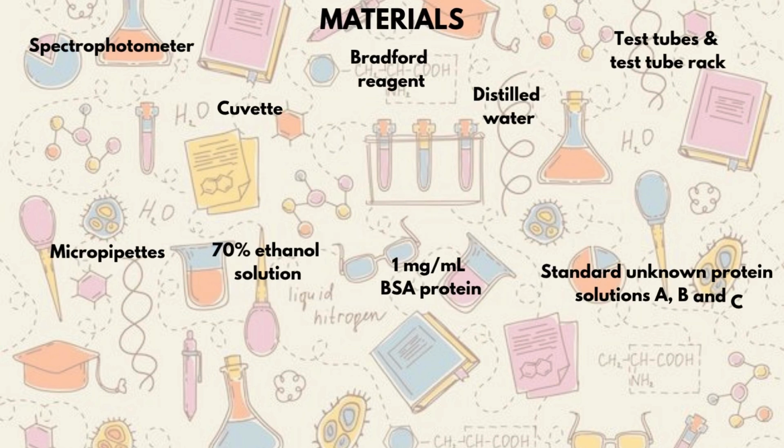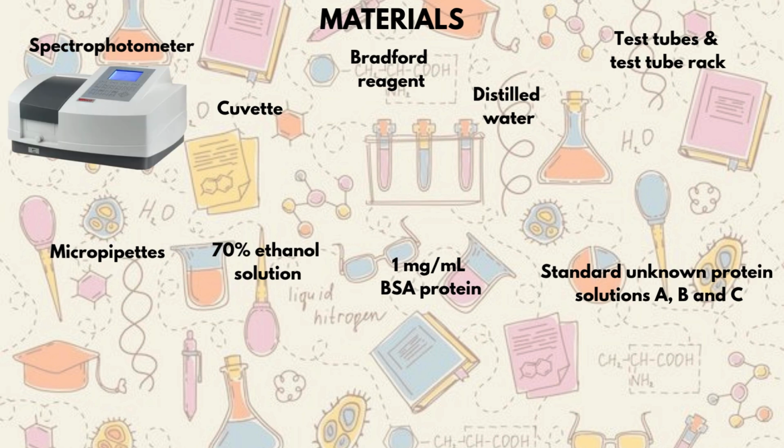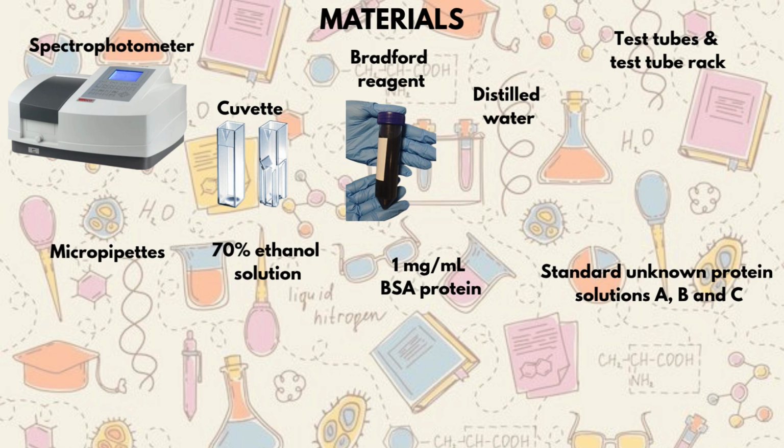These were the materials used in the experiment. A spectrophotometer was used to measure how much light the sample absorbs to determine the protein concentration. The cuvette holds the sample inside the spectrophotometer. The Bradford reagent turns blue when it binds to protein, so the color intensity tells us how much protein is present. Distilled water was used to prepare sample dilutions.